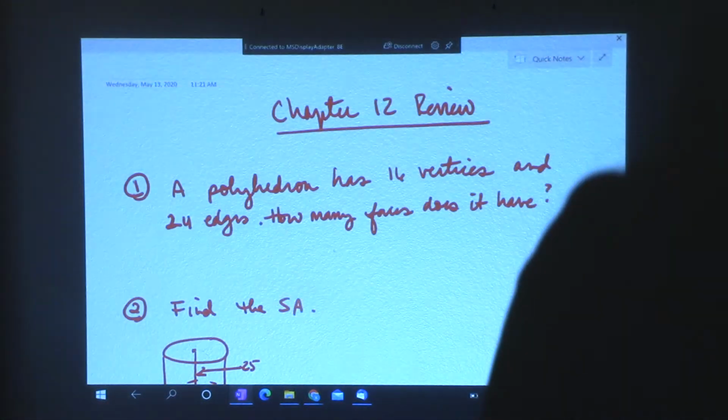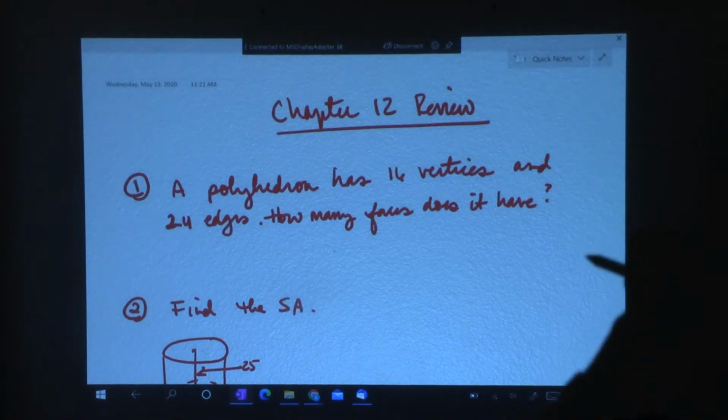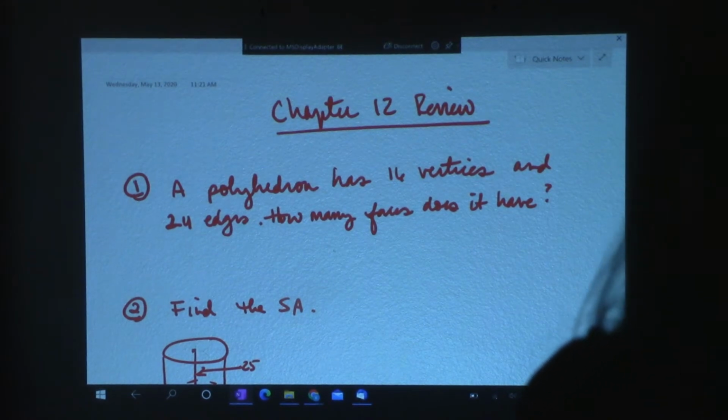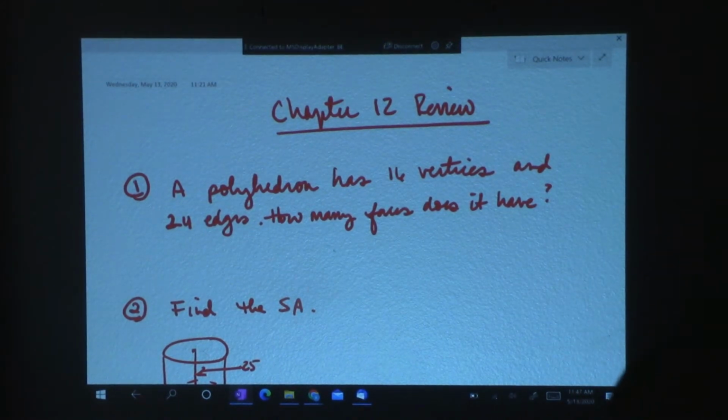Okay, well, let's get started. I already wrote the problems down so we could save time doing that. So here's number one. I can't go over every type of problem, but it will give you an overview.